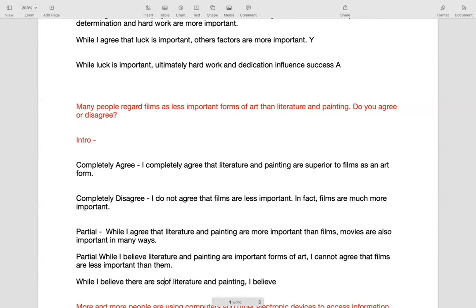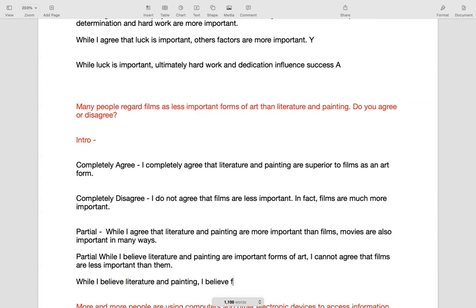Just say that while there are some, while literature and painting is important. Important does not mean that they're beneficial, right? So I would say instead of writing benefits, just say while literature and painting are important in many ways. Okay.